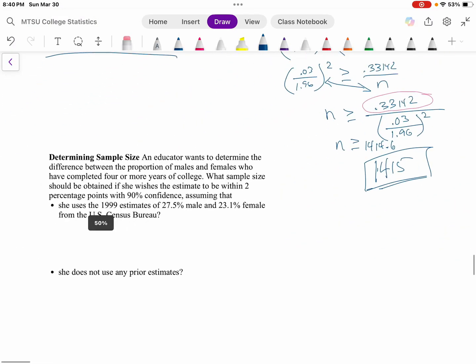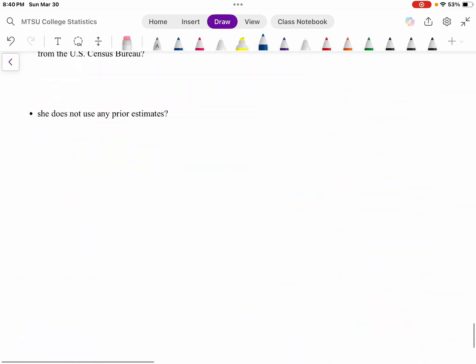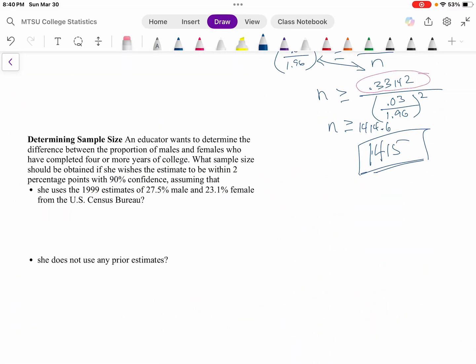And last video. Educators want to determine the difference between the proportion of males and females who have completed 4 or more years of college. What sample size should be attained if they want a minimum 2% margin of error with a 90% confidence interval? They're going to use the 1999 estimates. Then we're going to do it again with no prior estimates. So, as we set it up, again, our margin of error is 0.02, greater than or equal to our Z star, 90% confidence interval. Let's double check that.